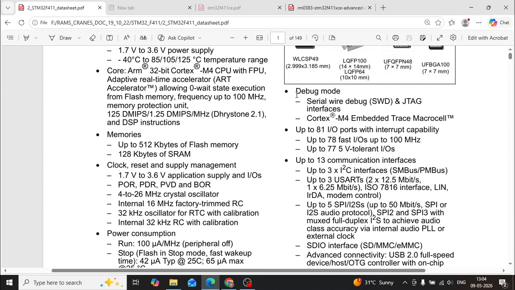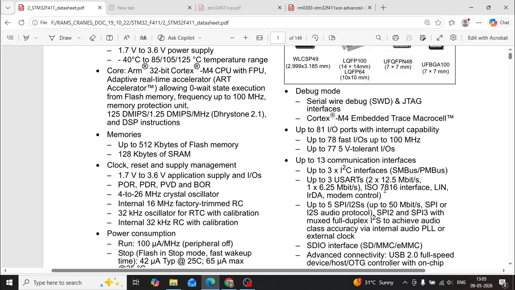Then, as usual, most microcontrollers support a debug mode with a serial wire interface. Most ARM Cortex based microcontrollers support a serial wire debugger. This microcontroller also supports SWD or JTAG. Coming to the GPIO section, there are 81 GPIO pins available, and almost all GPIO pins are able to operate at 100 megahertz.